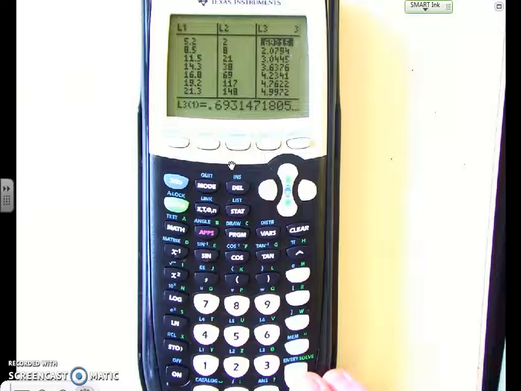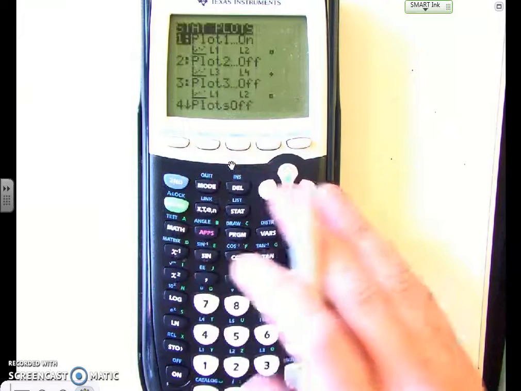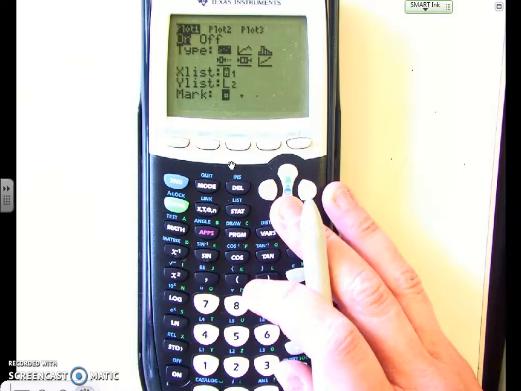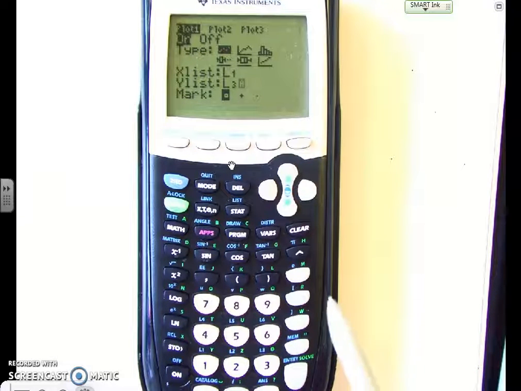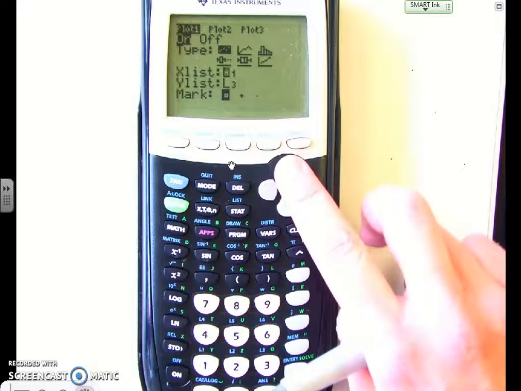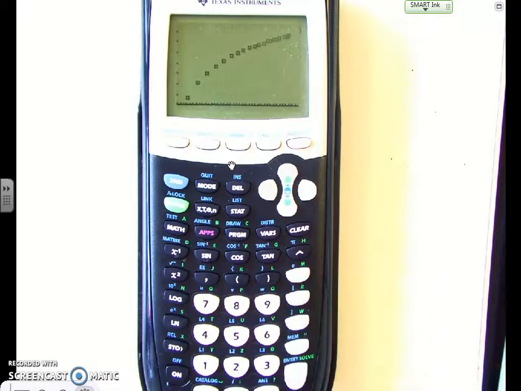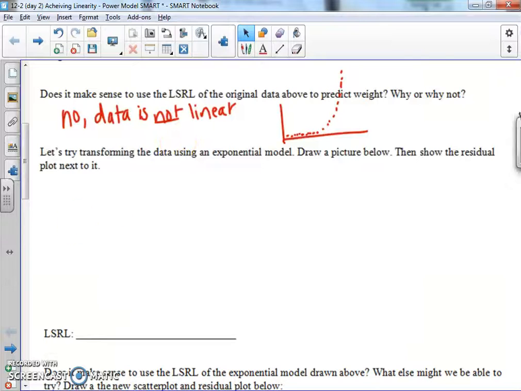So this is just like what we were doing yesterday. When I look at the scatter plot, I'm going to adjust it to list 1 and list 3 now, because list 3 is the natural log, which will hopefully straighten it out. So if I hit zoom 9, well, it straightened it out a little bit, but don't you kind of feel like it curved it upwards this way?